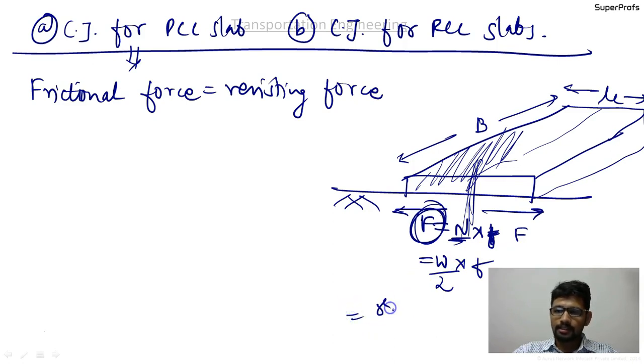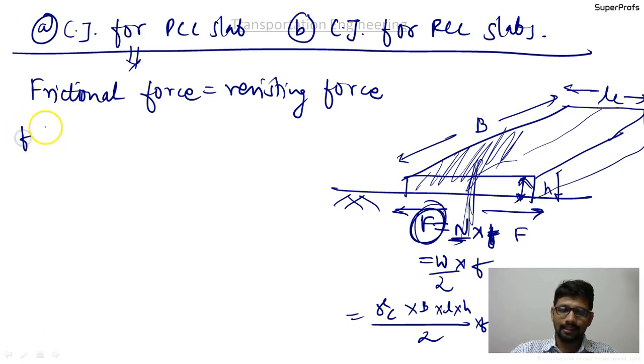So W will be given as gamma c into the volume, which will be given by B into L into H by 2 into f. So this height is H, the depth of this pyramid slab is H. So the frictional force is exactly the way we discussed while calculating the frictional stresses. In fact, we are calculating the frictional force itself here.